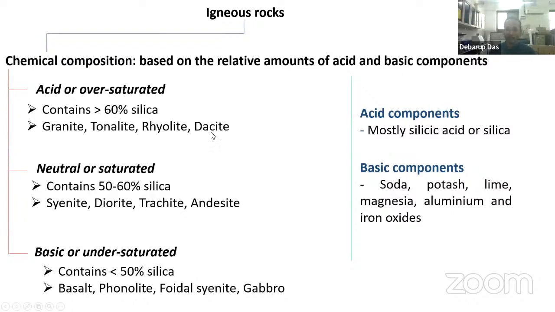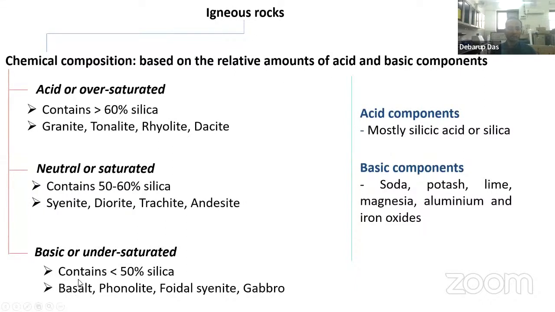Also granite, tonalite, trachyte, dacite. Neutral or saturated contains 50 to 60% silica: syenite, diorite, trachyte, and dacite. Basic or undersaturated means less than 50% silica. The rest of the amount is filled up by basic compounds, for example, basalt. Very important.